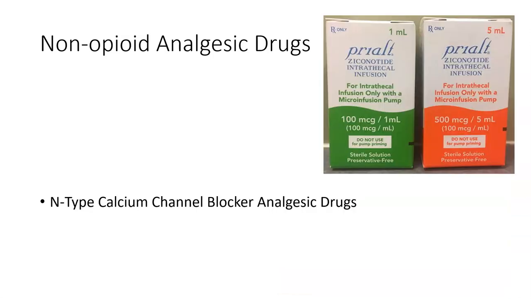The next one is an N-type calcium channel blocker, analgesic. They block nerves in the spinal cord, and these are reserved for severe chronic back pain, and they're actually given intrathecally, which means they're given into that spinal area through an infusion pump.